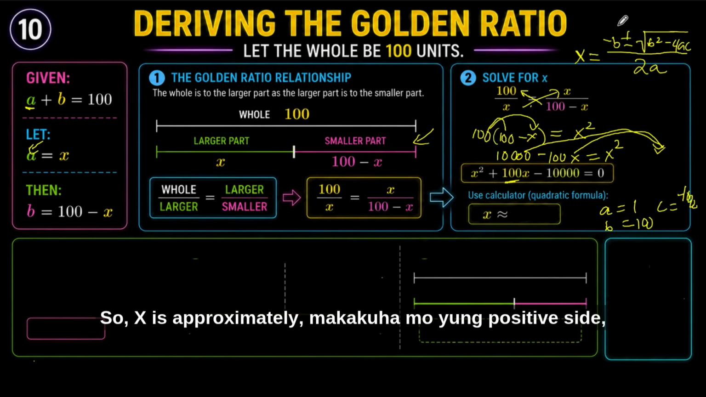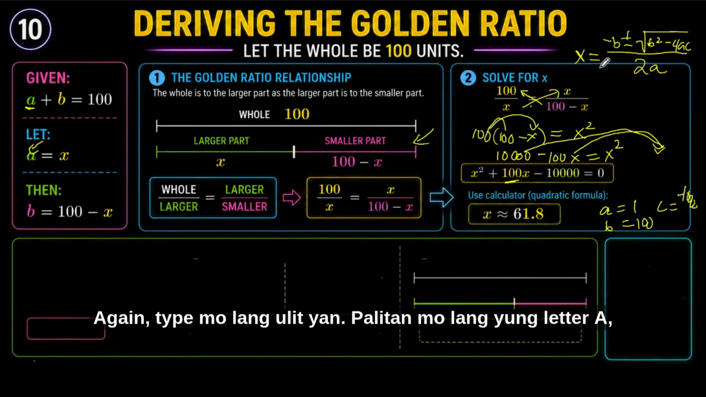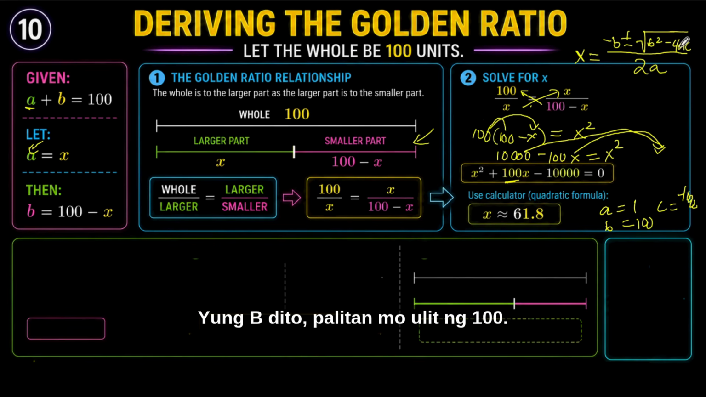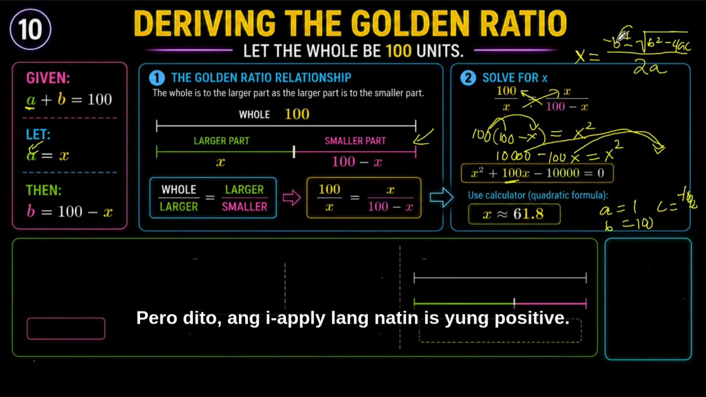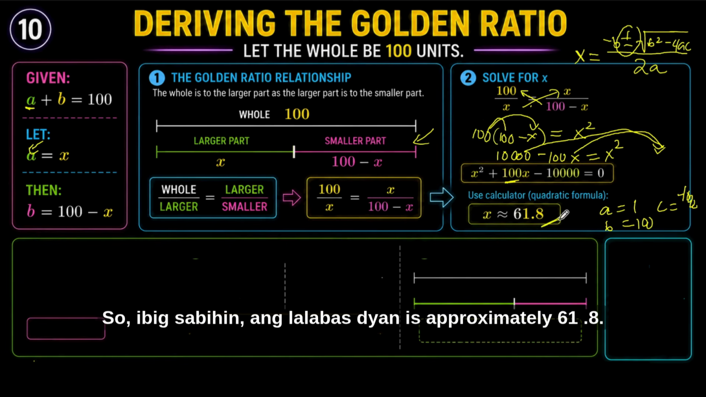No? So, x is approximately, makakuha mo yung positive side, huwag na kunin yung negative, 61.8. Again, type mo lang ulit yan. Palitan mo lang yung letter A, B, C dyan. Yung B, palitan mo ng 100. Yung B squared, yung B dito, palitan mo ulit ng 100. Yung A, palitan mo ng 1. Yung C, palitan mo ng negative 10,000. Tapos over 2 times A, 1 ulit. Ang lalabas na sagot dyan, dalawa. Isang positive, isang negative kasi may plus or minus dito. Pero dito, ang i-apply lang natin is yung positive. Kasi bawal yung negative. So, ibig sabihin, ang lalabas dyan is approximately 61.8.